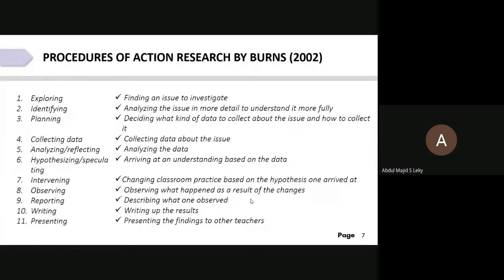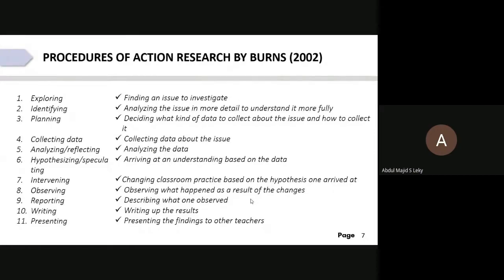And then after analyzing the issue, we need to develop an action plan to decide what kind of data to collect about the issue and how to collect it. As I stated earlier, this cycle is like the research procedure that we need to develop. And then the fourth cycle is collecting the data about the issue that we already found in the classroom process, and then analyzing or reflecting. We analyze the data that we already collected, hypothesizing and speculating.